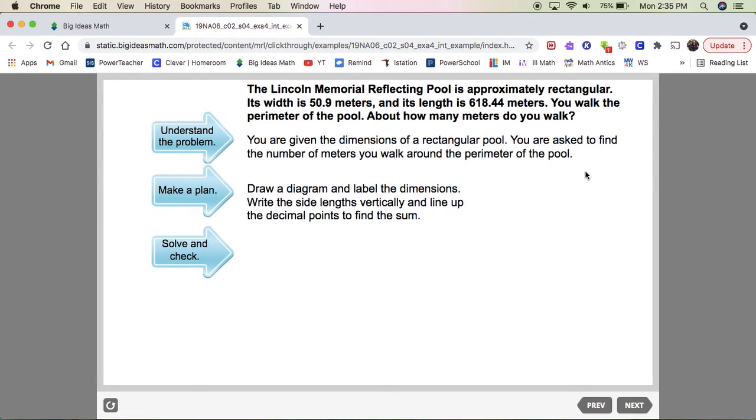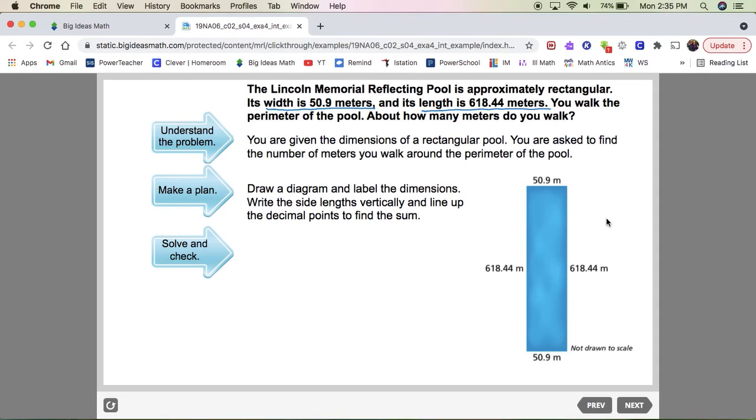So they want you to draw a diagram, and we're going to label the dimensions, obviously not drawn to scale. So the width is 50 and 9/10 meters. That would be the shorter side, so that makes sense. Notice this and this, they're equal because it's a rectangle. And then you do the lengths, and they're both 618 and 44 hundredths.